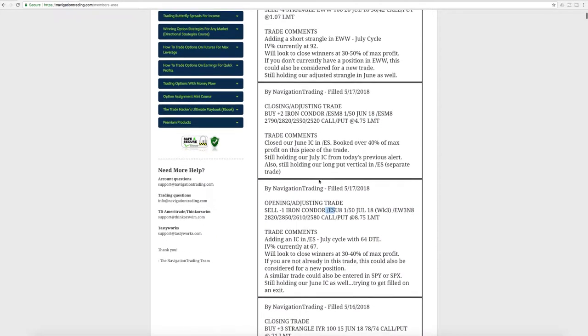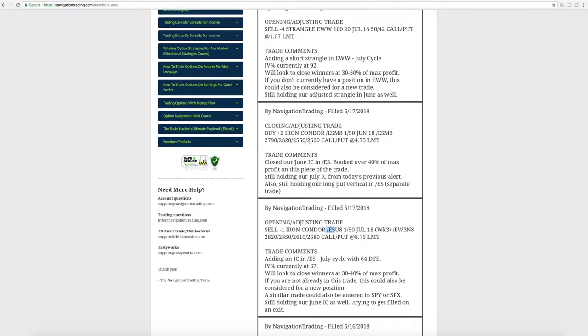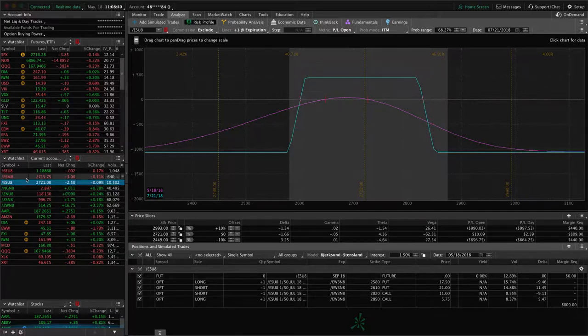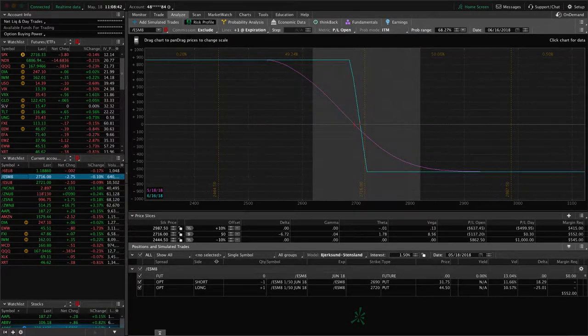And then the next trade was a closing adjusting trade where we still had an iron condor in the June cycle. We closed that out, booked over 40% of max profit on that piece of the trade. So now we're just holding that iron condor that I just mentioned here. Going back to that real quick, in the other cycle, we still have that long put vertical that we're keeping on for that short delta in our portfolio. So still looking for some downside movement to benefit that piece. But that's a totally separate trade from the iron condor.